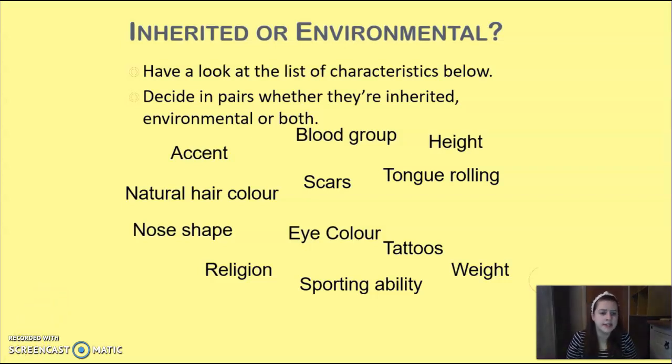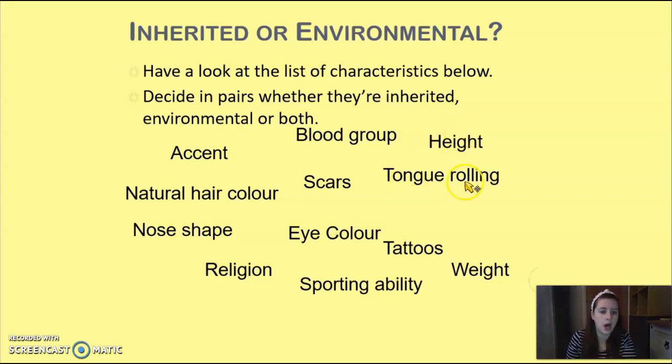Okay, so we've got some things that are really obvious. So things like your nose shape, your natural hair colour, your eye colour, those things are very, very definitely things that you inherit from your parents. There are things that are affected by your environment, but also that you could inherit.